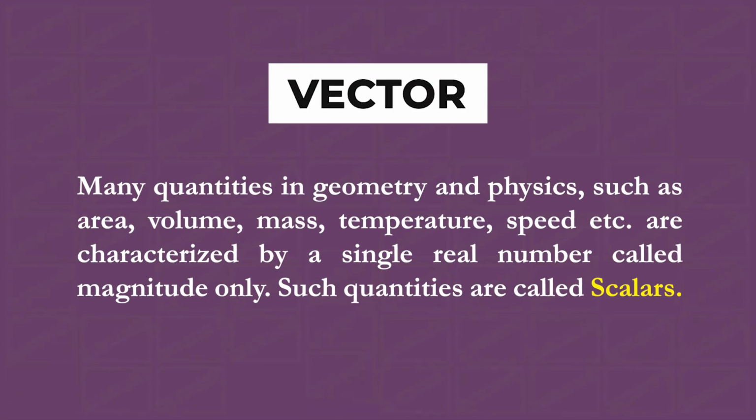There are many quantities in geometry and physics like area, volume, mass, temperature, speed. Such quantities possess only magnitude, but not direction. Say if the temperature of the room is increasing or decreasing, it will be increasing or decreasing in all directions uniformly. So there is no direction specified for the variation of such quantities, and such quantities possess only a single real number, that is the magnitude, and such quantities are known as scalar quantities.